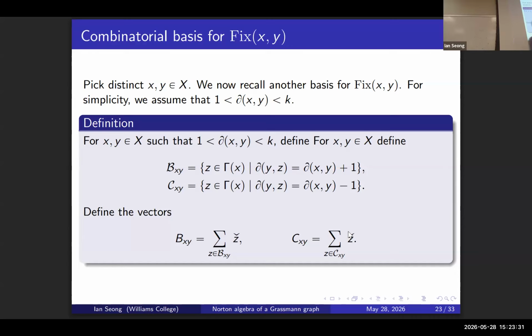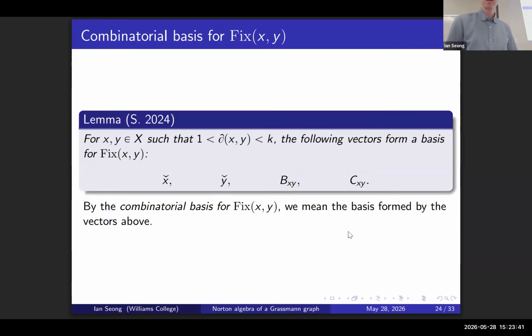Okay, now the Roman bxy is simply just going to be the sum of the vectors z hat, where z is the vertex that belongs to bxy, and cxy is going to be defined similarly. And once we do that, we find another basis for fixed xy, and that's going to be x hat, y hat, x check, y check, and bxy and cxy. And we're going to call this a combinatorial basis.